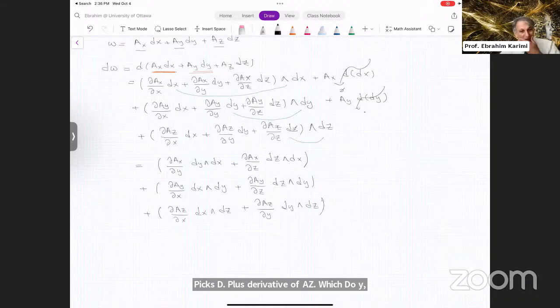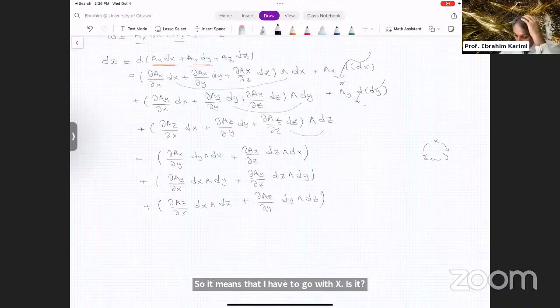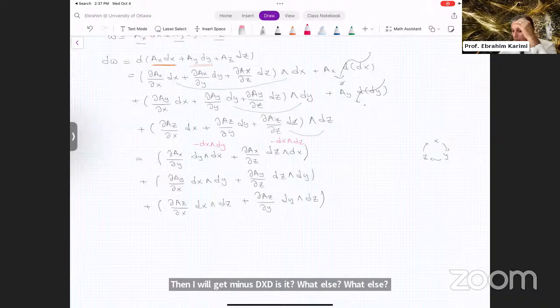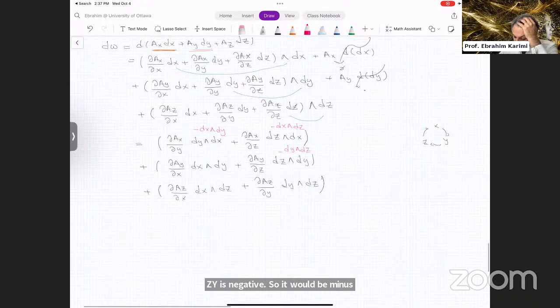Okay, now we have to go with a positive permutation. It means that I have to go with the sequence x, y, z. So is it y, x? I have to swap them. Then I will get minus dx wedge dy. Then I will get minus dx wedge dz. What else? x, y is correct. z, y is negative, so it will be minus dy wedge dz. And finally, x, z is okay. y, z also is okay.